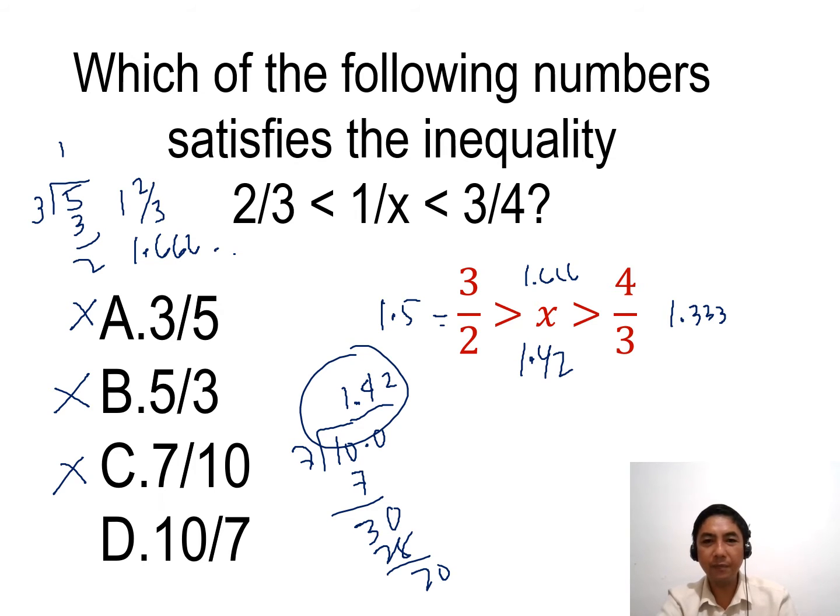So, 1.5 is greater than 1.42. And 1.42 is greater than 1.33. So, the answer must be letter D. Okay? So, ganun ang sistema niya. Next problem.